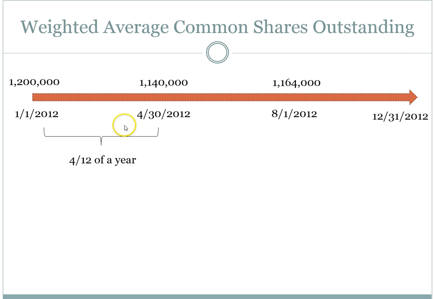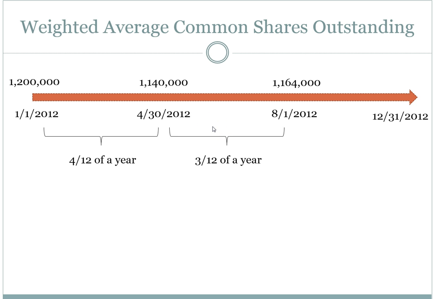4/12 of a year. Then on April 30th, we went into the market, made that treasury stock transaction, and reduced the number of shares by purchasing 60,000 in the open market. Now the number of shares outstanding is 1.14 million, and that remains in existence for 3/12 of a year. From the end of April or beginning of May, we've got May, June, and July. Notice that this is August 1st, so we don't count August.